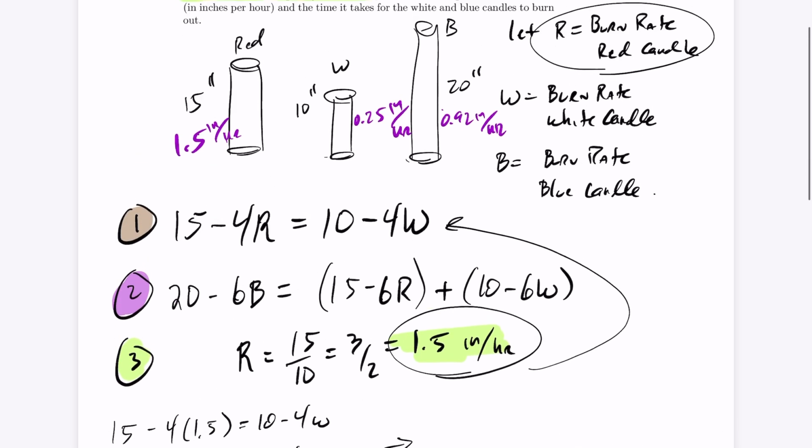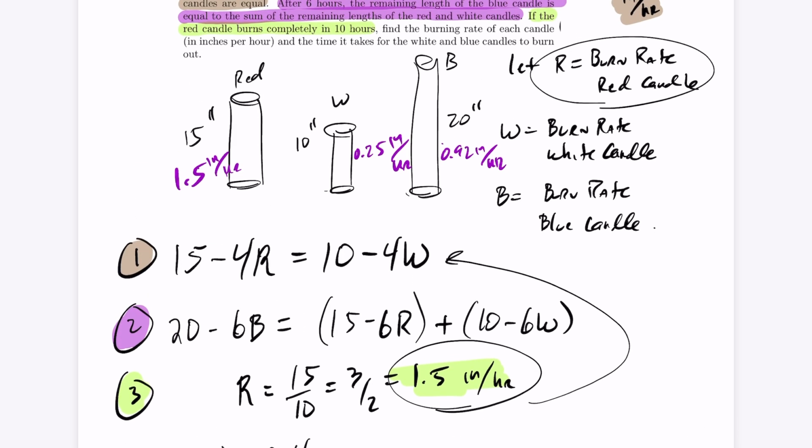You just divide these out, right? So if I take the length divided by the burn rate, you can see here if I take 15 divided by 1.5, I end up getting 10 hours for the red candle, and 10 divided by 0.25, the white candle is going to take us 40 hours. And lastly, 20 divided by approximately 0.92, we get approximately 21.7 hours for the blue candle.